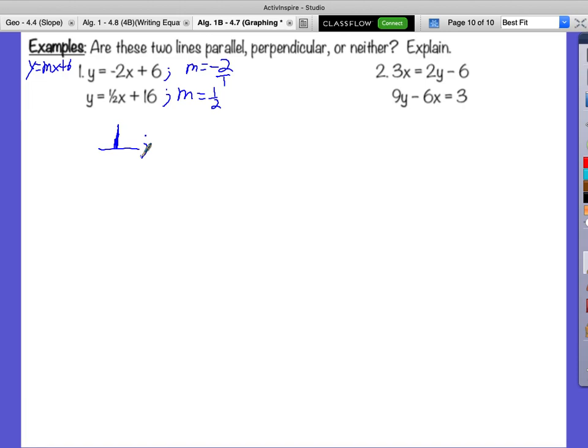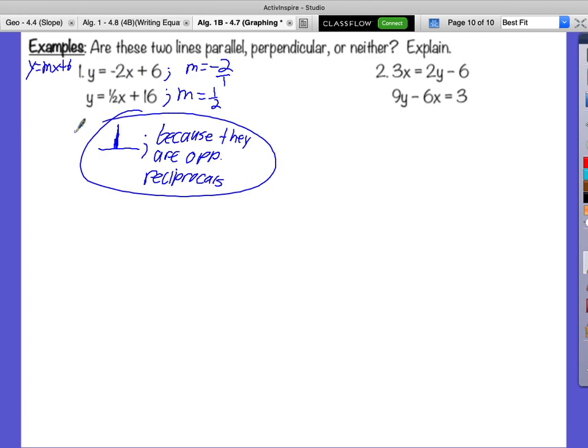And what does it say? It asks us to explain. So what's our explanation? How do we know these are perpendicular? Because they are opposite reciprocals. Please write that down with me, okay? We need an explanation here. That's why they're perpendicular, because not only are they opposite sign, they're also the reciprocal. They have to be both.